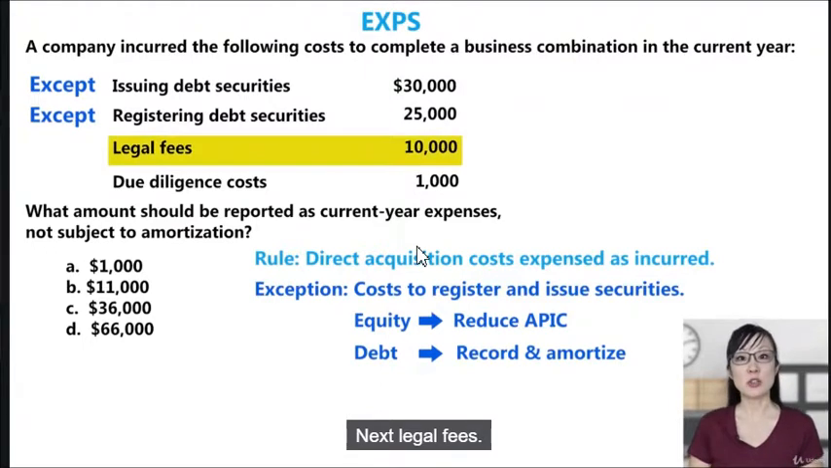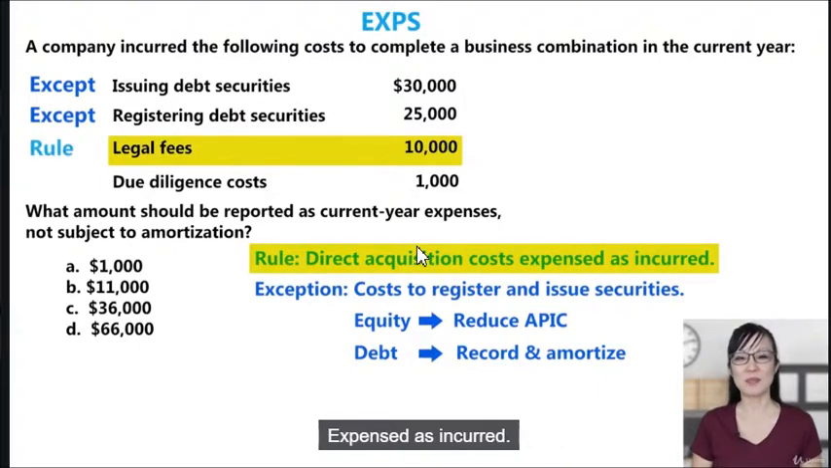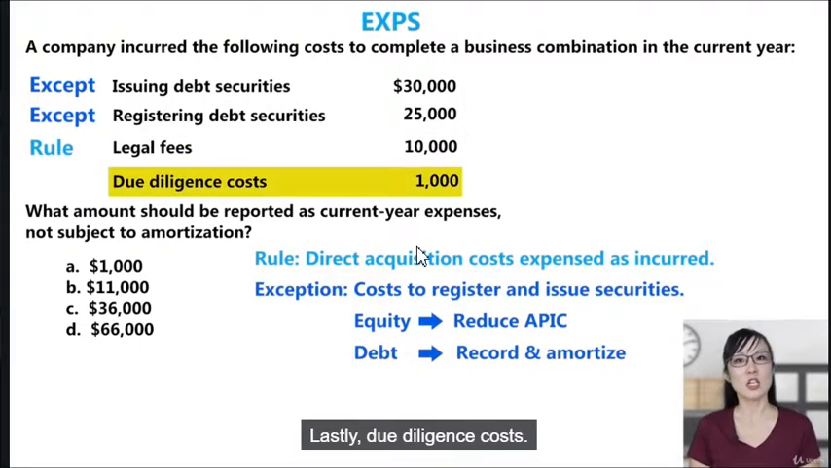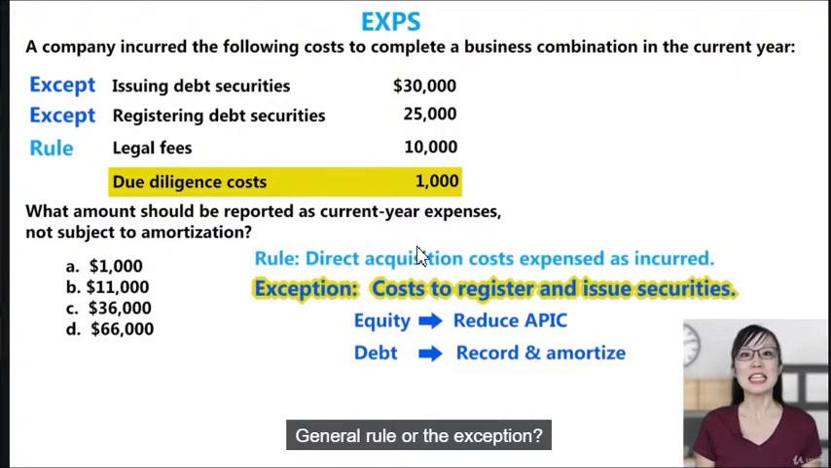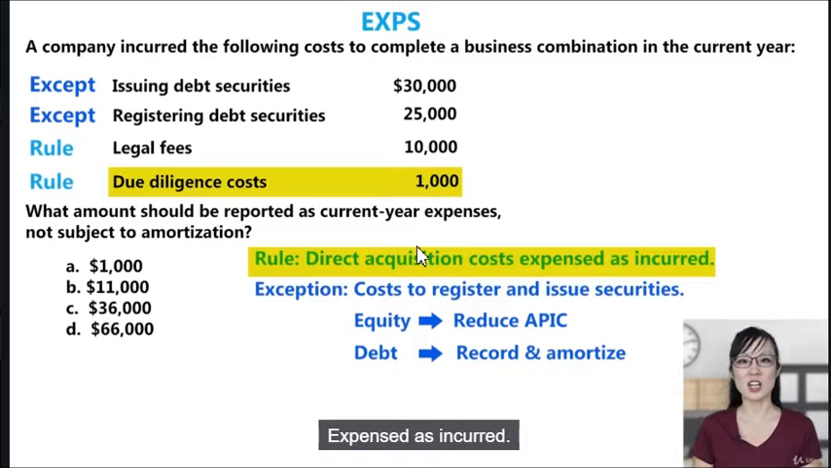Next, legal fees. General rule or the exception? This is a direct acquisition expense. It goes under the general rule, expense as incurred. Lastly, due diligence costs. General rule or the exception? This is a direct acquisition expense. It goes under the general rule, expense as incurred.